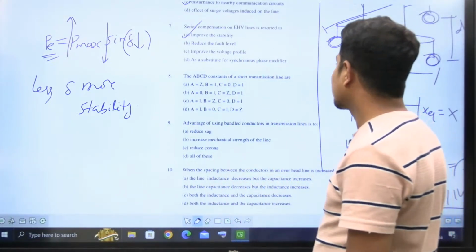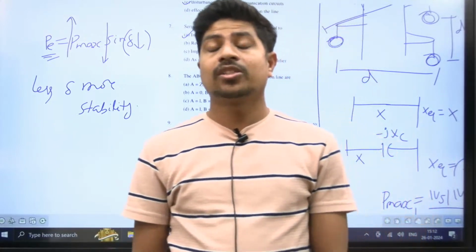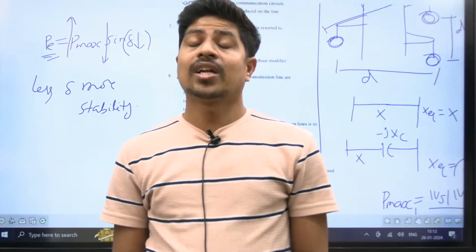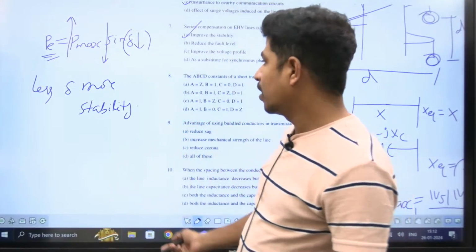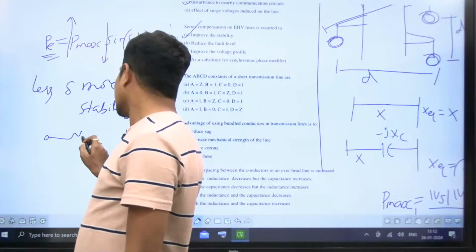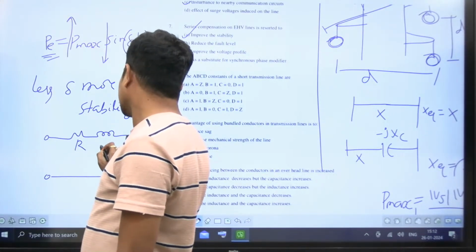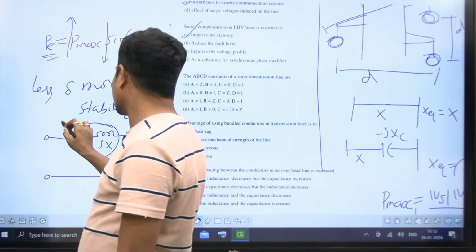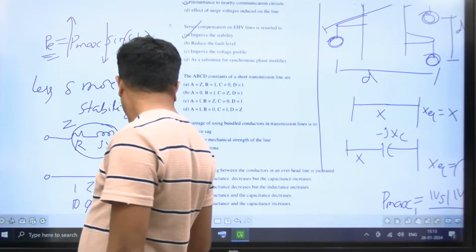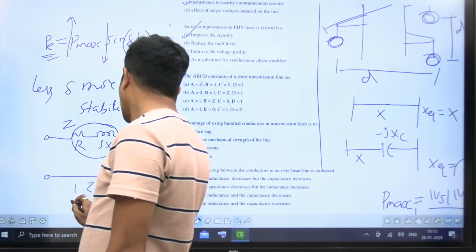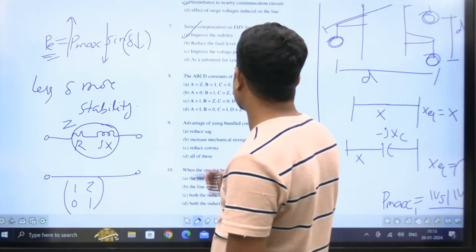The ABCD constants of a short transmission line. This question is similar to the first one. What is a short transmission line? Short transmission line is a line in which shunt capacitance is neglected. Yes, shunt capacitance and shunt conductance are neglected. Short transmission line means only resistance and series reactance are considered. The shunt elements are neglected. This is R, this is jX. Commonly, we call this one as Z. Then the ABCD parameters are 1, Z, 0, 1. The option is 1. A is 1, B is Z, C is 0, D is 1.